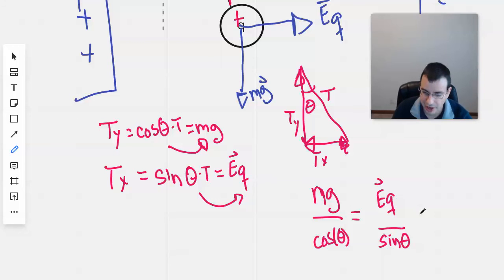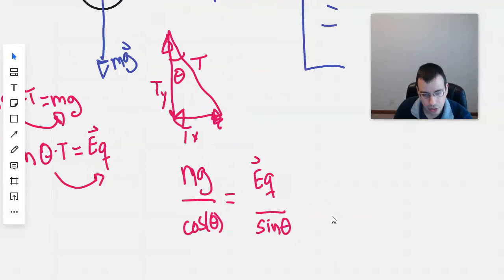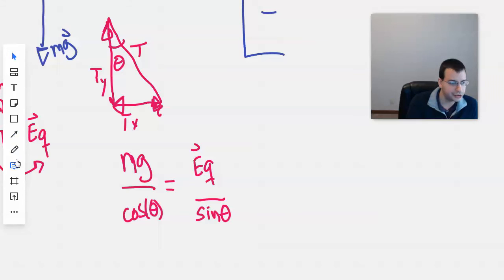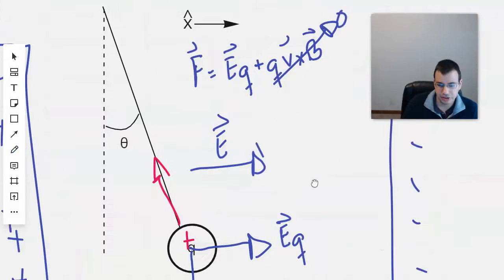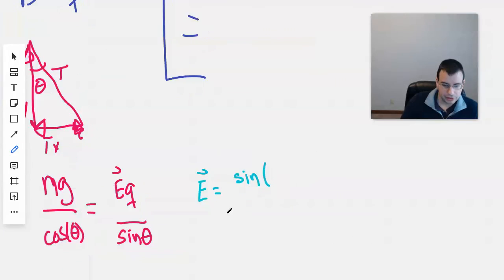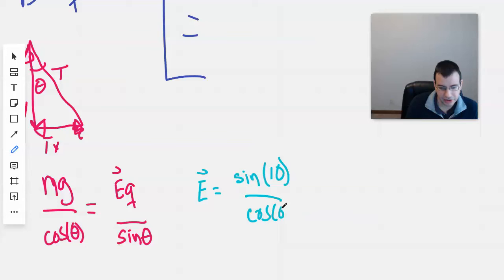So we know mass, we know gravity, we know theta, and we know the charge. So solving for E, we have electric field equals sine of, what was theta? Was it 10 degrees? 10 degrees. Sine of 10 degrees over cosine of 10 degrees times mass times gravity over Q. All right?